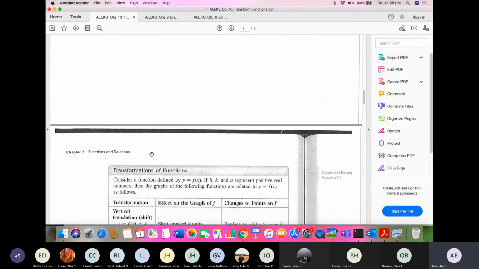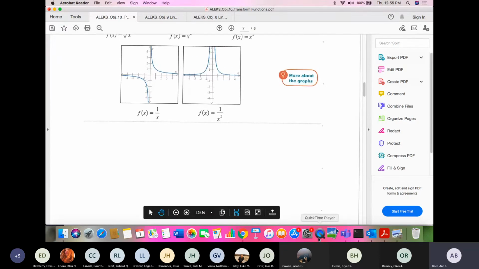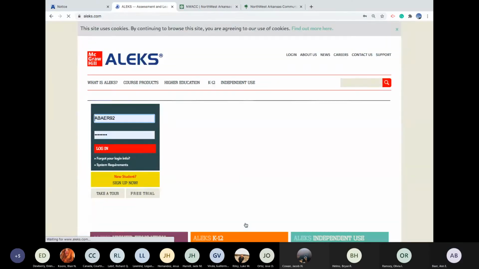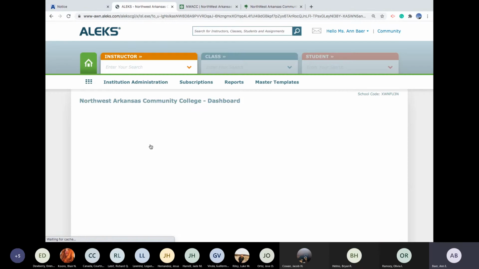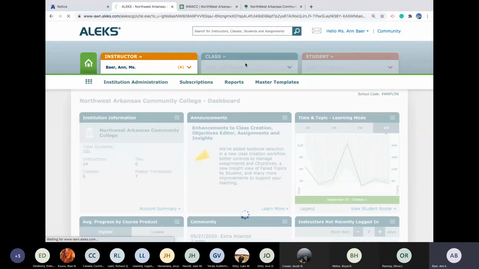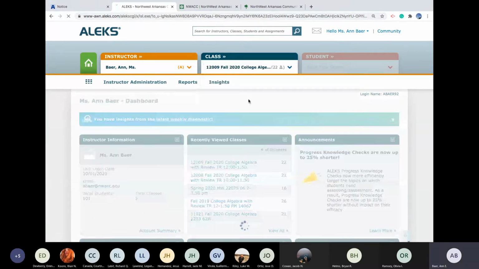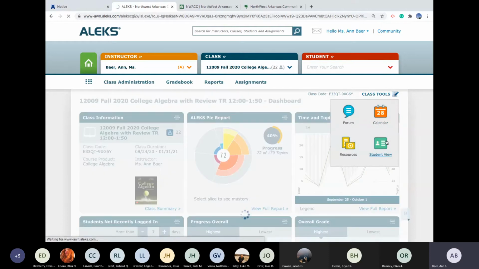So we looked at that, and I think now it's time to jump into Alex. So let's go to Alex. I'm going to get back into Alex here. I'm sure you've all experienced this. And I want to go to class tools and to the student view.